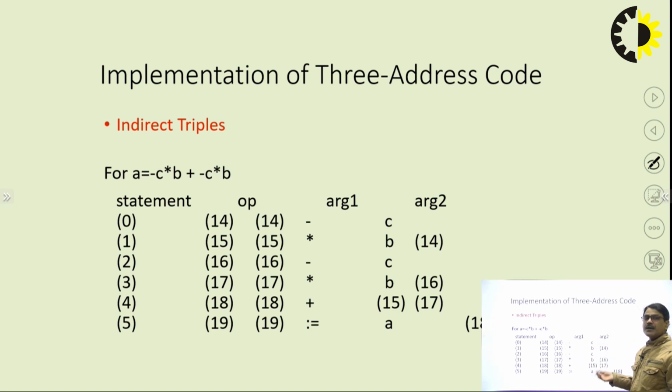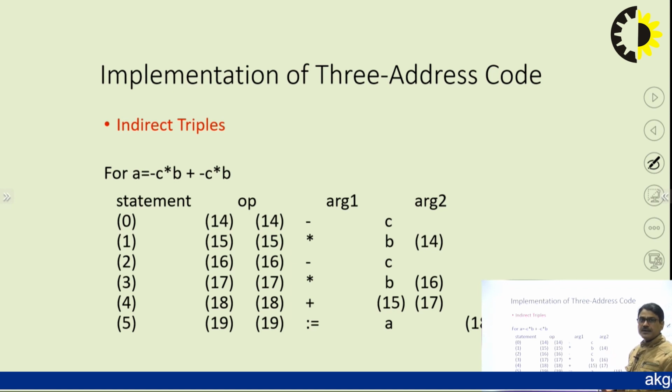Like in quadruples, we store intermediate variables, intermediate values. If these values are required, we have to call this temporary variable and we can access it. The same facility is provided by indirect triples, but here we are using pointer variables, so their structure will be complex.